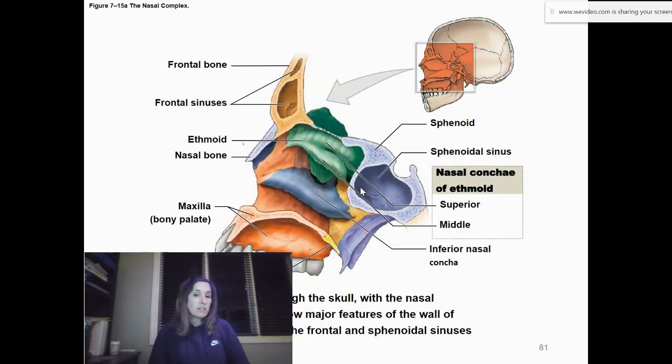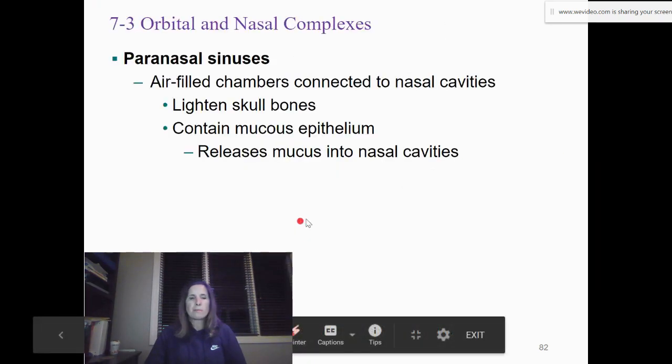This is just a sagittal section, with the nasal septum removed, so you can see different features of the nasal cavity. I don't think you guys have this in your diagram, so I'm just going to go ahead and skip that.